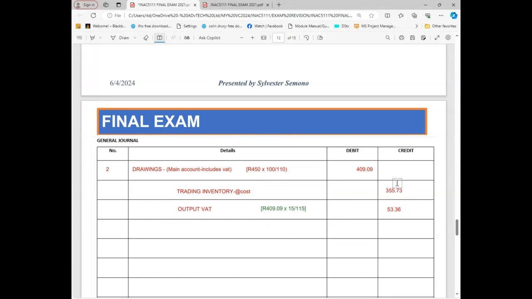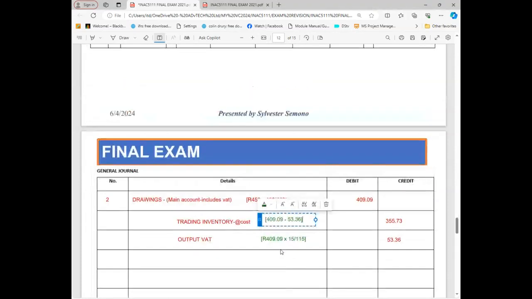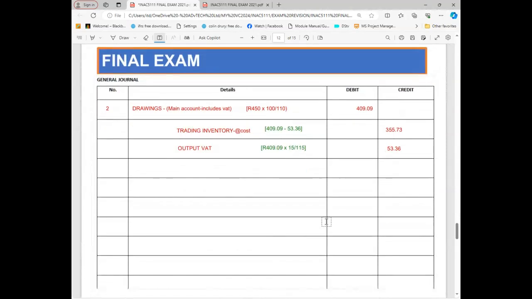For us to find the trading inventory, what did we do? We just found the difference. Remember that calculation that we had? Let me bring it here so that you can see that is the calculation that we had. Can you see now? Just like that. So this is very important. So always make sure that you know how to do that.